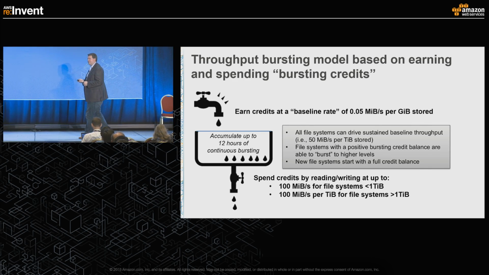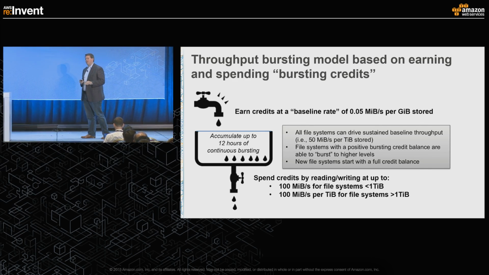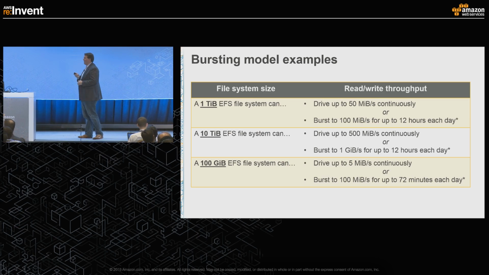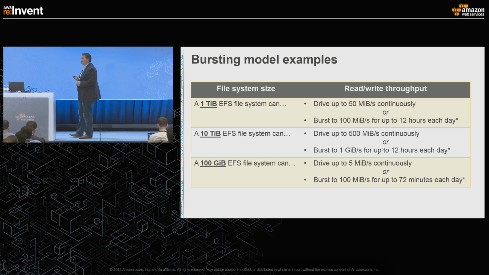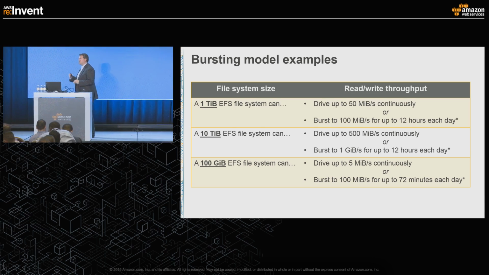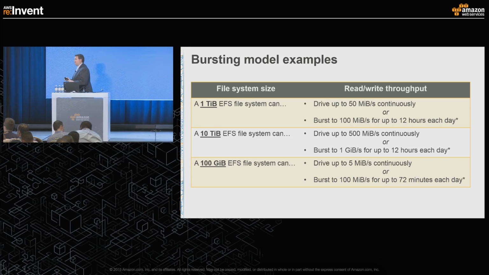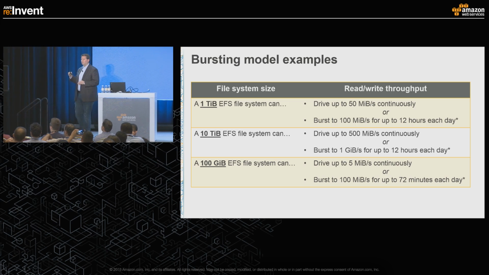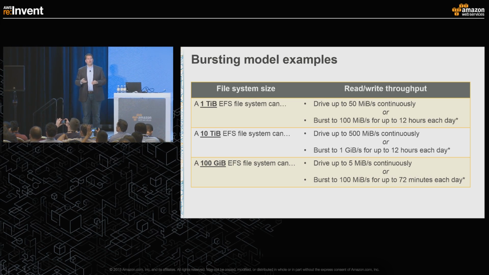So if you have a 10 terabyte file system, we'll deliver to you 500 megabytes per second on the low end and a gigabyte per second on the high end. And this is really designed such that you can start with a very small file system and scale up to the largest of file systems on an as-needed basis, and have a very consistent performance experience regardless of which end of the curve you're operating at.